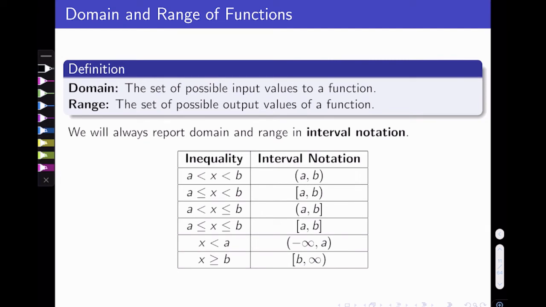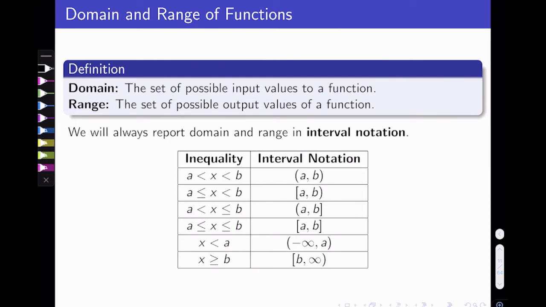We also want to be able to identify the domain and range of functions. The domain is the set of possible input values to a function, what's allowed. There are going to be functions where you're going to have some restrictions to your domain, what you are allowed to plug in. The range is going to be the set of all those corresponding output values to the input values in the domain. We're going to always report our domain and range in interval notation.